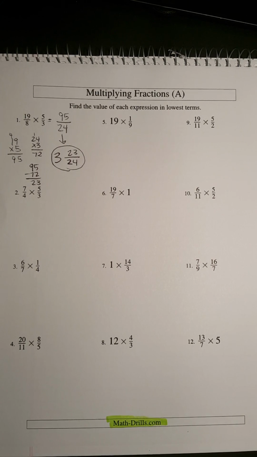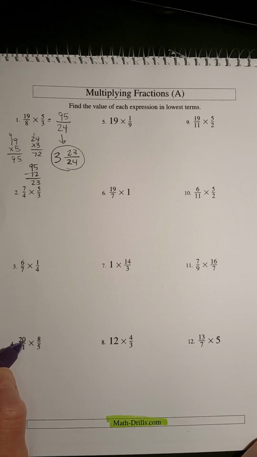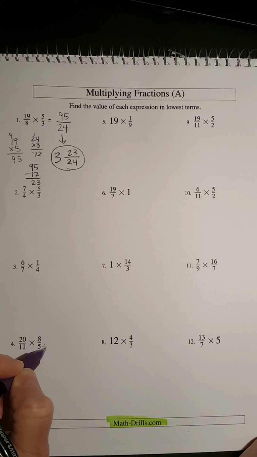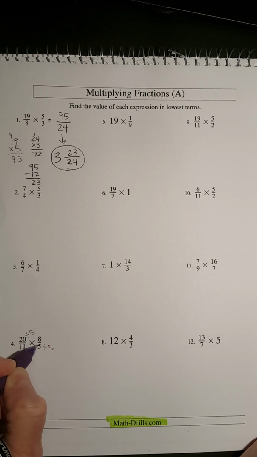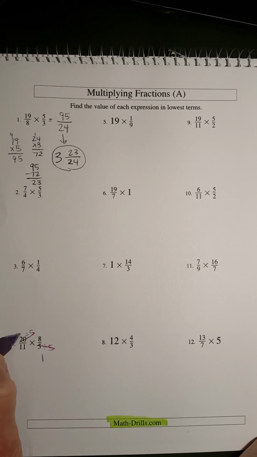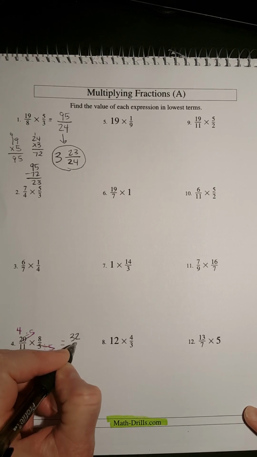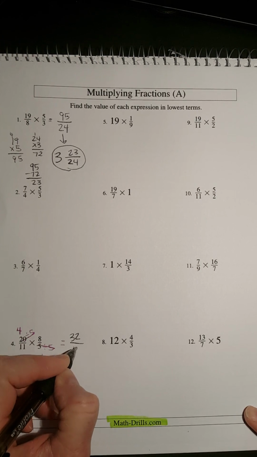Let's tackle one that's not quite so ugly. How about, let's do this one down here at the bottom of the page. I like this one. Okay, so 8 and 11 do not have factors in common, so you can't simplify those. But 5 and 20 do. I can divide both of these by 5. 5 divided by 5 is 1. 20 divided by 5 is 4. So now I can multiply straight across. So I have 8 times 4, which is 32, over 11 times 1, which is 11.